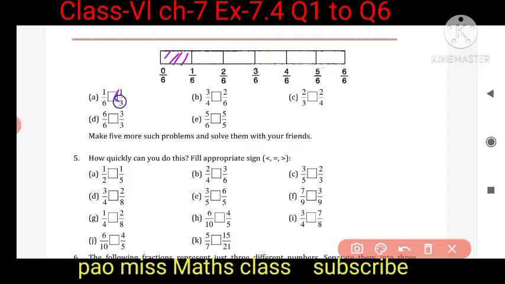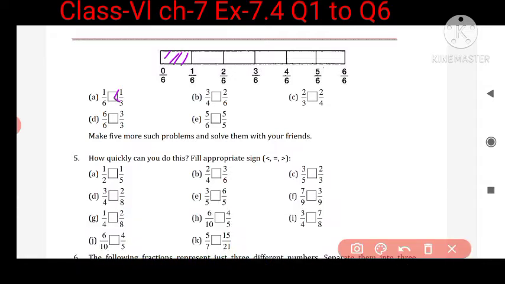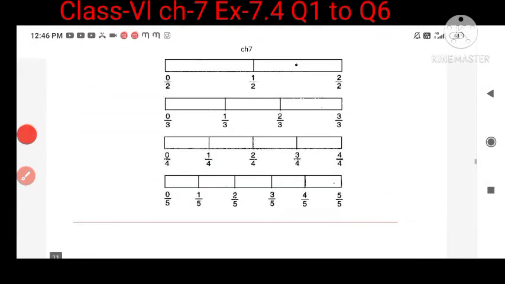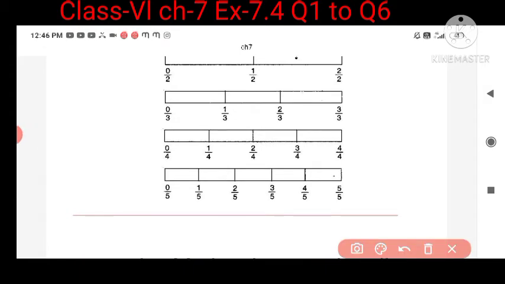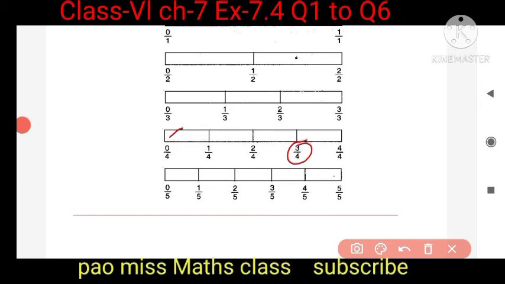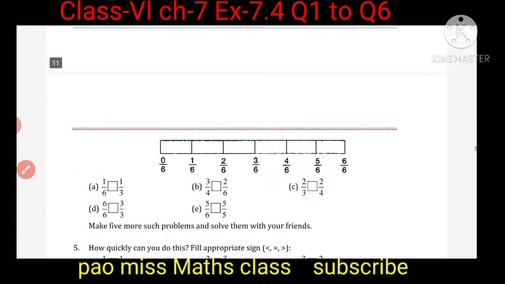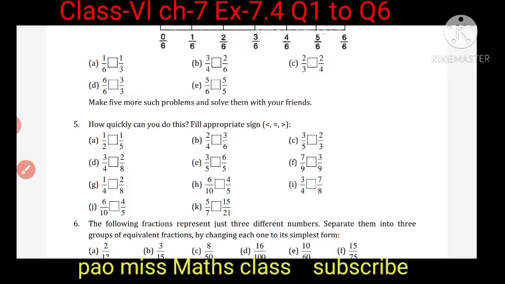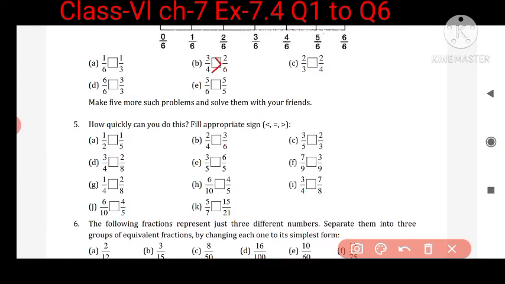Now for the next question, you can see 3 upon 4 and 2 upon 6. 2 upon 6 means you are getting 2 pieces of chocolate. 3 upon 4, where is 3 upon 4? 3 upon 4 is here. That means for 3 upon 4 you are getting all this chocolate. So whose chocolate is greater now? 3 upon 4 is greater, isn't it? So if you compare these two fractions, 3 upon 4 will be greater. Understood?